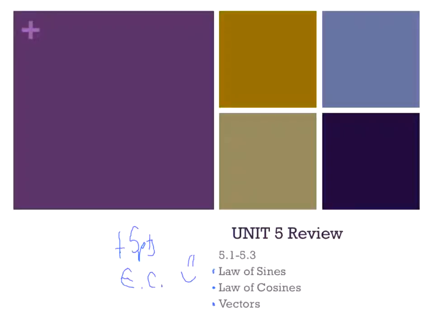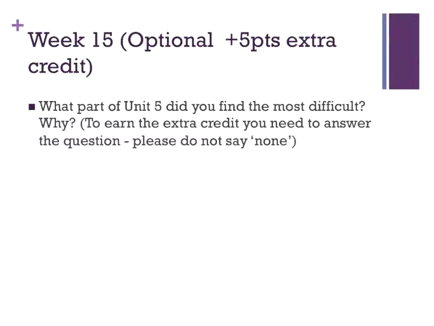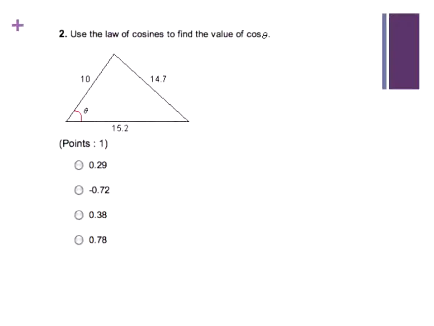So to get your extra credit points for today, at the end of the session, I just want you to be answering this question. It just says, what part of Unit 5 did you find the most difficult and why? To earn the extra credit, you do need to answer the question, and please don't say none. Because, even if we find something easy, out of your 3 sections, one of them should have been not as easy as the others. So, which one section was the most difficult?